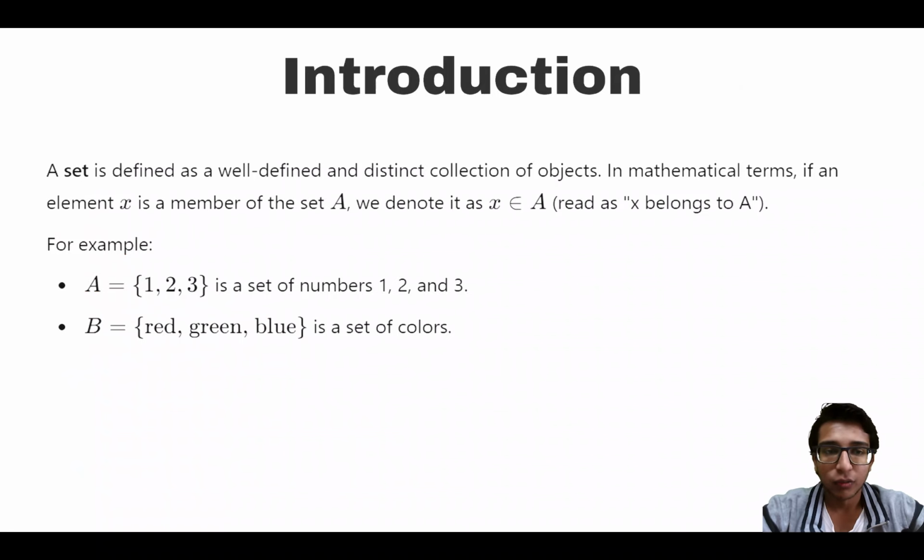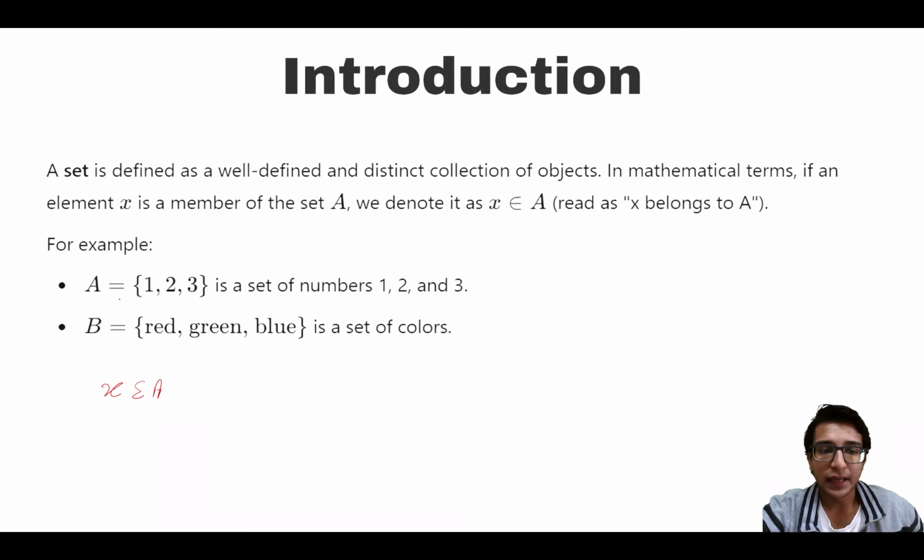Now, first of all, what is a set? A set is defined as a well-defined and distinct collection of objects. So in mathematical terms, if x is a member of set A, we denote it as x belongs to A. So we write it as x ∈ A.